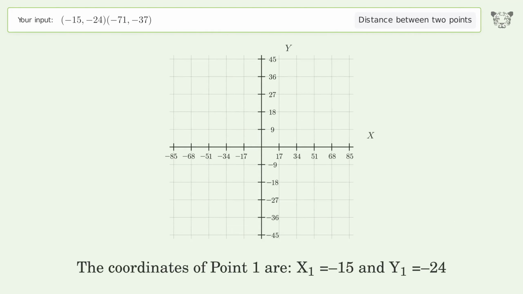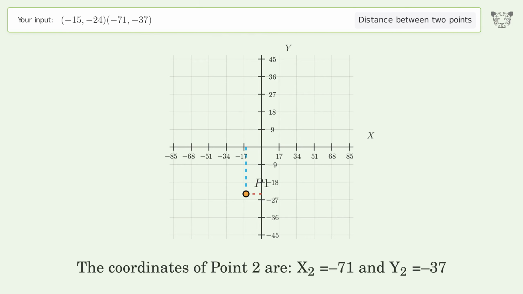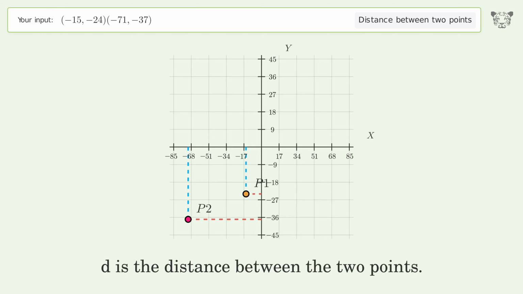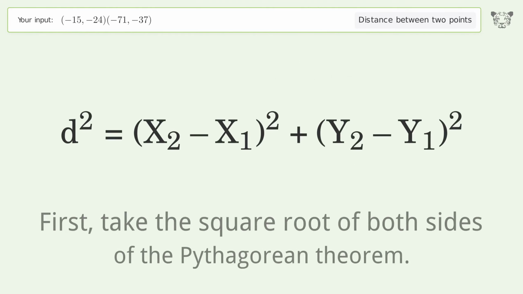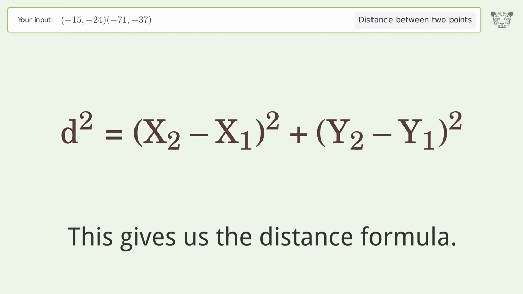The coordinates of point 1 are, x1 equals -15 and y1 equals -24. The coordinates of point 2 are, x2 equals -71 and y2 equals -37. D is the distance between the 2 points. First, take the square root of both sides of the Pythagorean theorem. This gives us the distance formula.